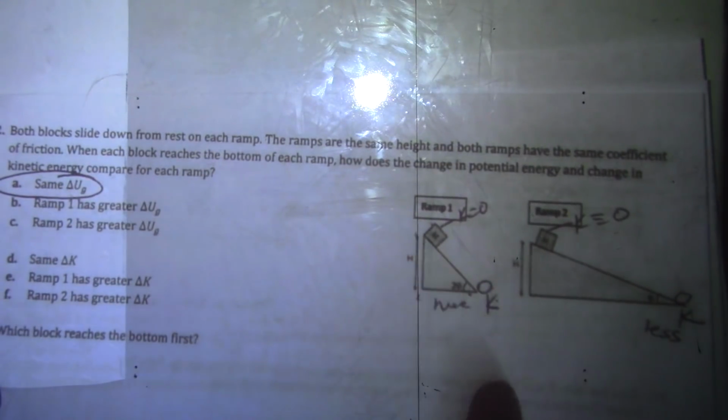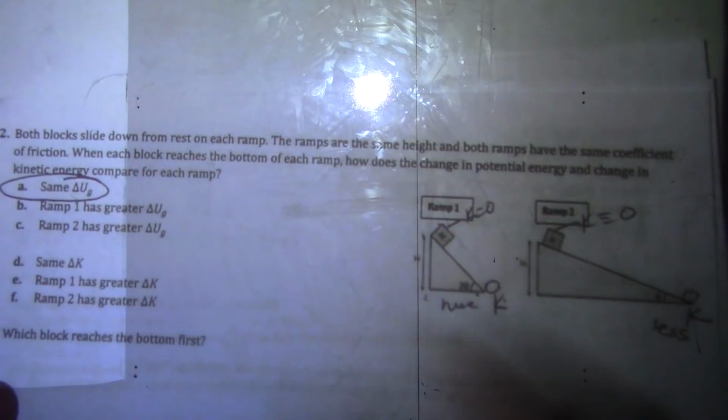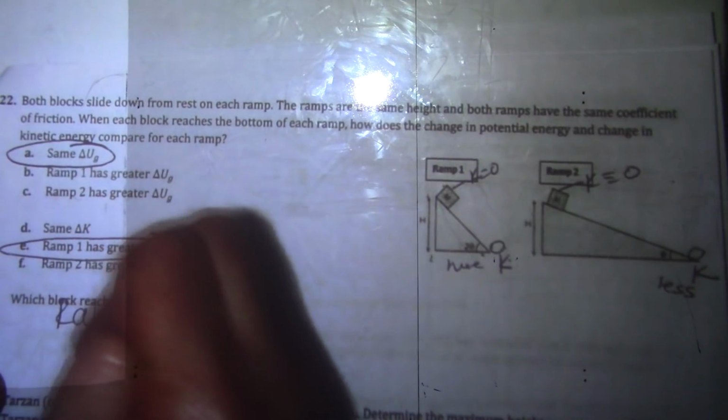So the one that has the greater change in kinetic is ramp 1 because it went from 0 to more kinetic compared to 0 to less kinetic. So ramp 1 has a greater change in K. And the one that reaches the bottom first is 1 because it's steeper, it'll have a greater acceleration. Doesn't necessarily mean that steeper has a greater velocity, right? If this were frictionless, they would come down with the same velocity. This one would just do it in a quicker amount of time. Same velocity at the end though.